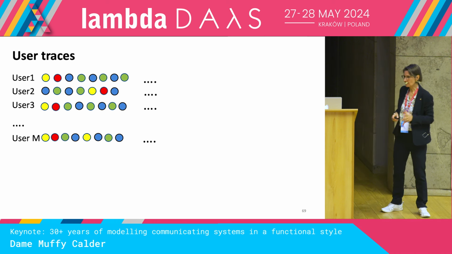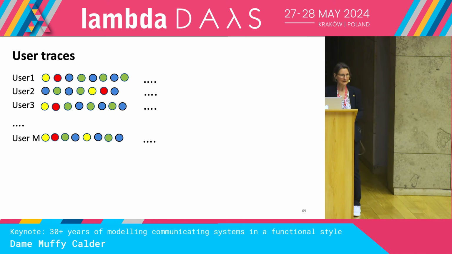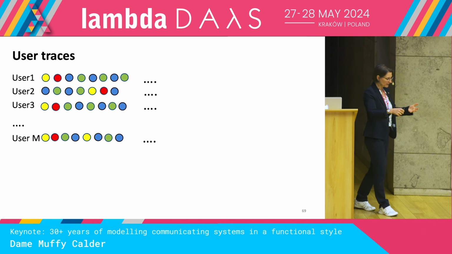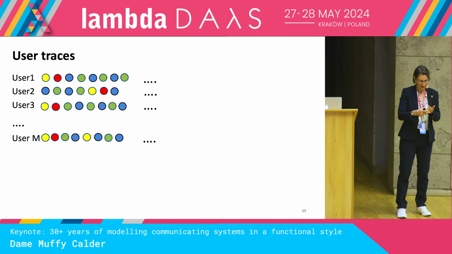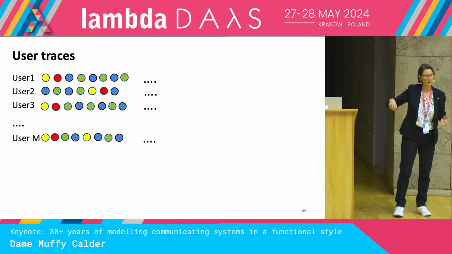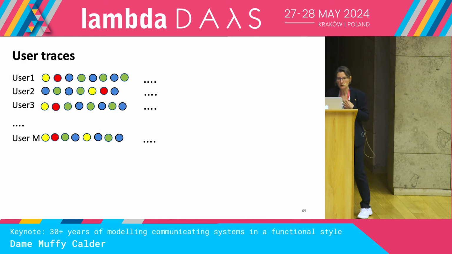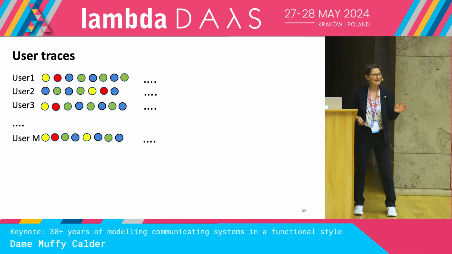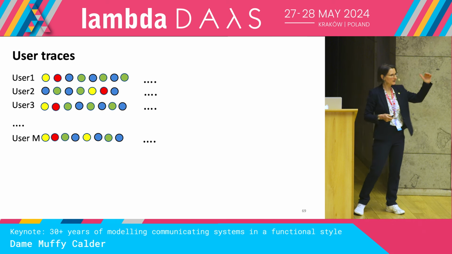So here's some cartoons. User traces. For each user that's been using a system, we're recording all the underlying state changes. So let's just represent states by different colors. So this is a pretty simple system. We only have about 4 colors. But anyway, user 1 moves from yellow to red to blue to blah, blah, blah, over time. So this is a time series. So we have time series for every user.